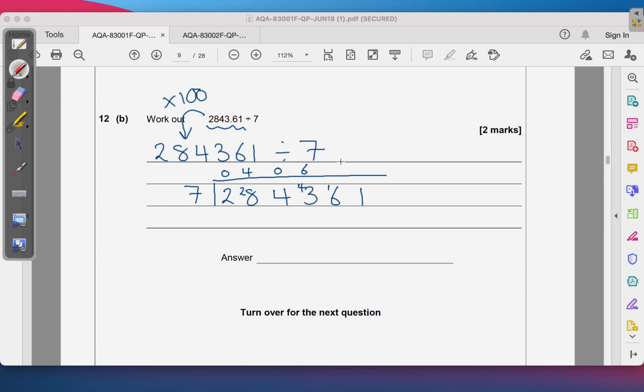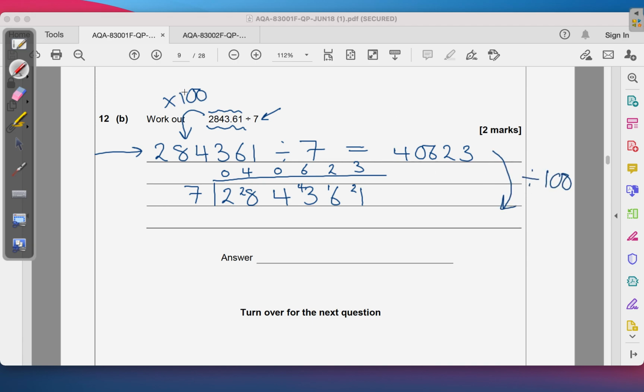7's into 16 is going to be 2, with 2 left over. And then 7's into 21 is going to be 3. Okay, so our answer to this sum here, not this one just yet, is going to be 40,623. Okay, now because we multiplied the number that we're dividing by 100, our answer is going to be 100 times bigger than what it should be. So that means that we have to divide by 100.